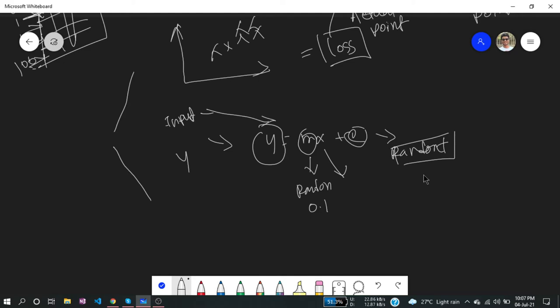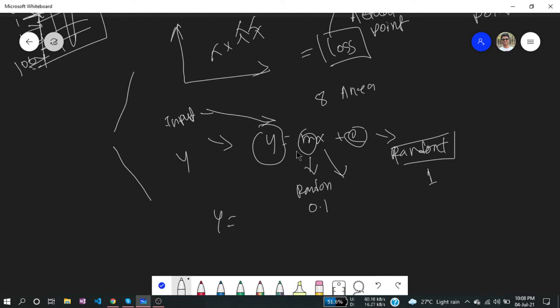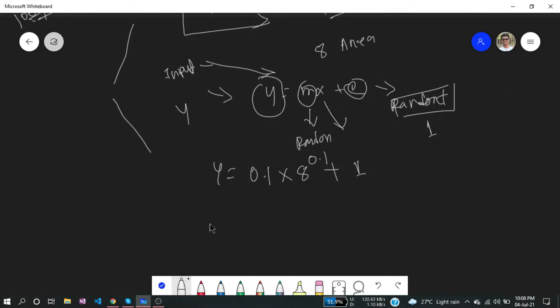Suppose the intercept is 1. Now, suppose your x is 8 acre, your area is 8 acre. What would be the calculation? y is equal to m times x plus c. Your m is 0.1, x is 8, and c is 1. If you calculate that, this would be your answer.